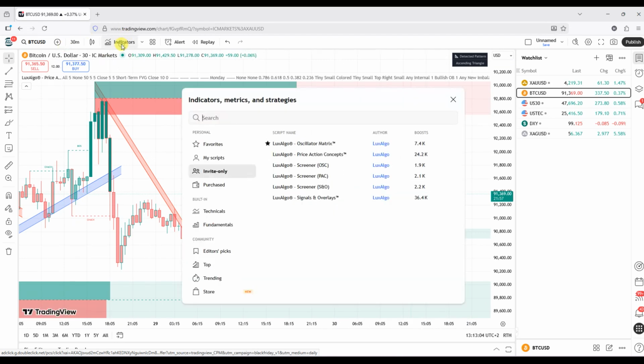As I said, these screeners are used very little. Only the premium indicator, oscillator metrics, price action concepts, and signals and overlays are used most of the time.